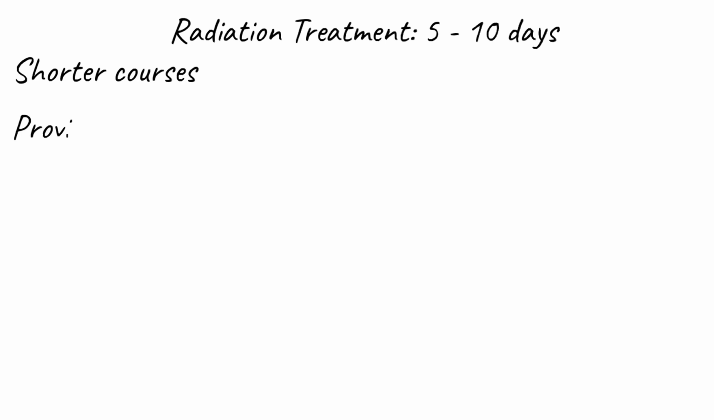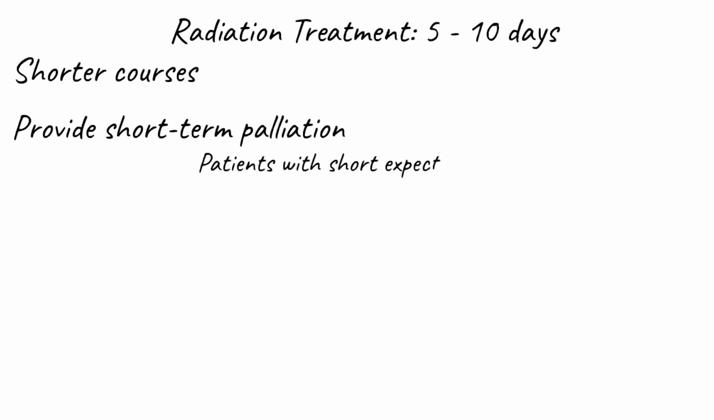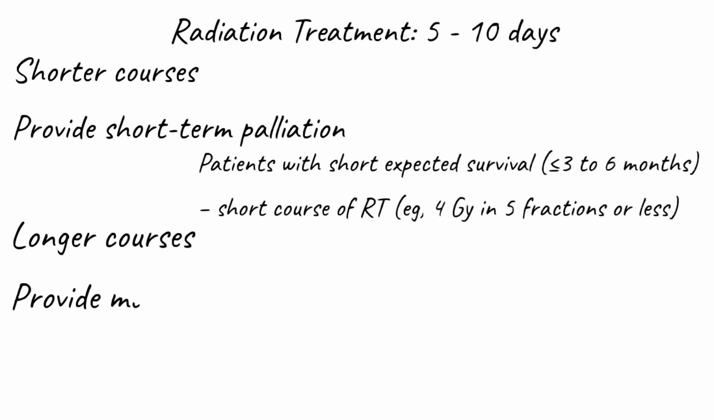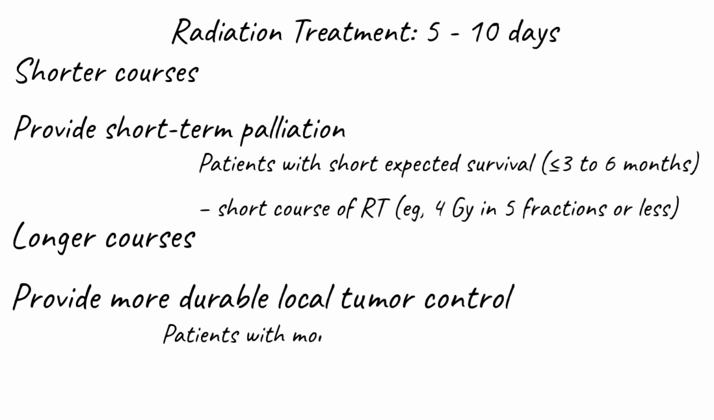Radiation treatment is usually from 5 to 10 days. Shorter courses of radiation therapy provide short-term palliation. They are usually indicated when the patients have a short expected survival, between 3 to 6 months. For example, this short course of RT could be 4 gray in 5 fractions or less. Longer courses of radiation therapy provide more durable local tumor control, and they are usually indicated in patients with a more favorable prognosis. For example, it could be a treatment of 30 gray in 10 fractions.